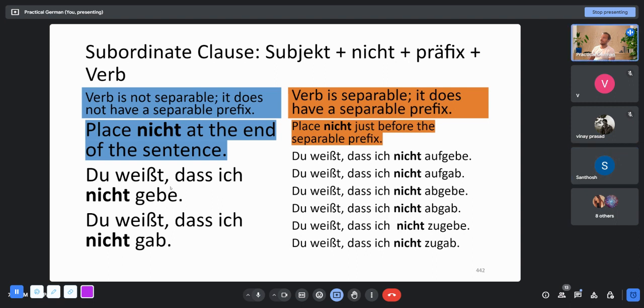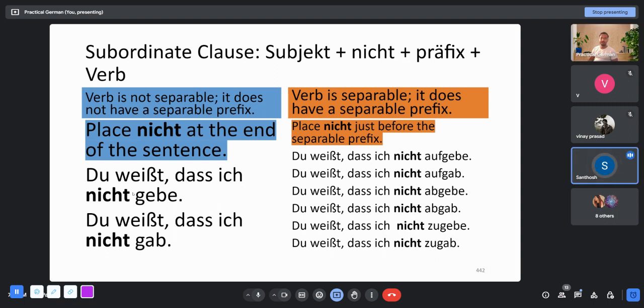Yeah. So in the main clause, you just place it after the verb, and if there is a prefix, before the prefix, right? It is always after the verb and before the prefix. In a subordinate clause, the nicht will be before the prefix. It just happens to be that the verb is after the prefix. So don't worry about that. So in a main clause, the nicht is after the verb. In a subordinate clause, the nicht is before the verb. It just happens that you have a prefix over here. So here, du weißt, dass ich nicht gebe. I hope I have not confused you. Any questions, please ask.